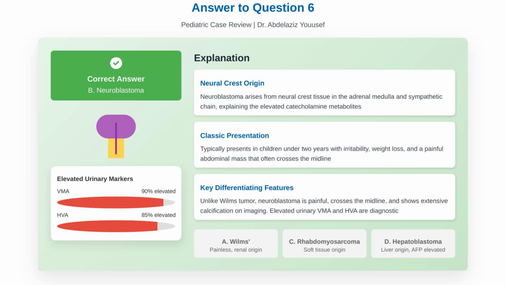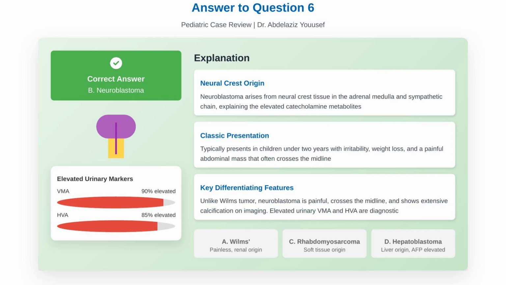Neuroblastoma arises from neural crest tissue in the adrenal medulla and sympathetic chain, which explains the elevated urinary catecholamines, VMA and HVA. It typically presents in children under 2 years of age with irritability, weight loss, and a painful abdominal mass. Key distinguishing features from Wilms tumor include the painful nature of the mass, crossing the midline, and extensive calcification on imaging. The elevated urinary catecholamine metabolites are highly specific for neuroblastoma, with 90% showing elevated VMA and 85% showing elevated HVA.